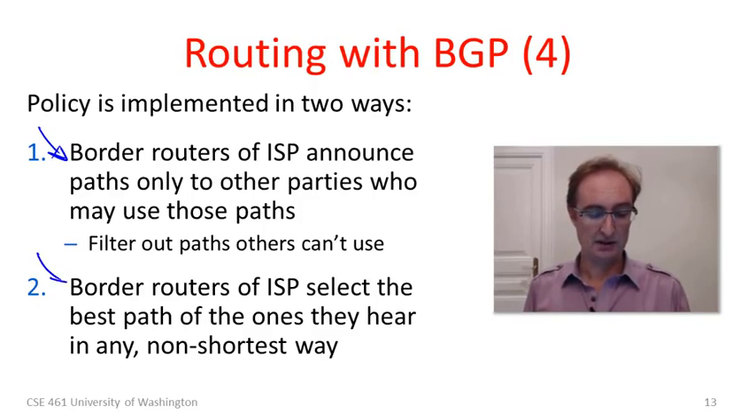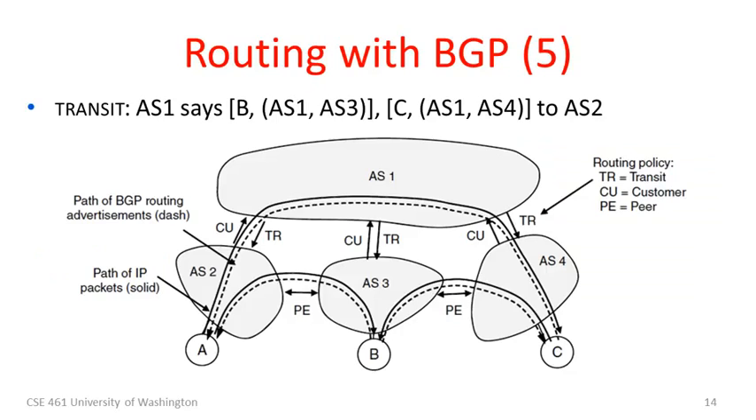And the second effect is, within an ISP, if the border routers of that ISP hear multiple different routes to get to somewhere else, they can decide which route to use any way they would like, according to what is best for them. In a shortest path formulation, we would have to take the shortest path to get somewhere else. But with BGP, you don't. You simply take whatever's best by your criterion. So let's try and work through some examples of those policies and how they would be implemented.